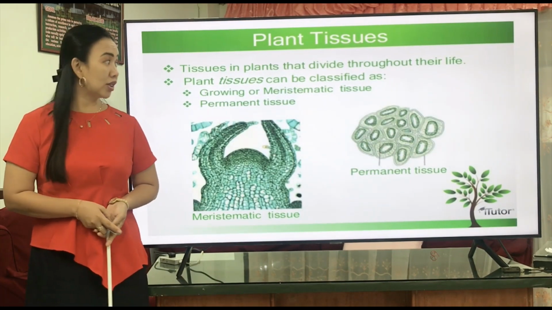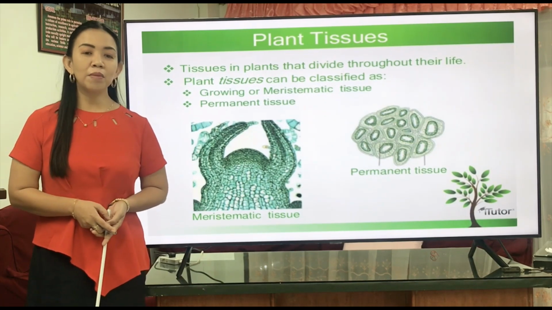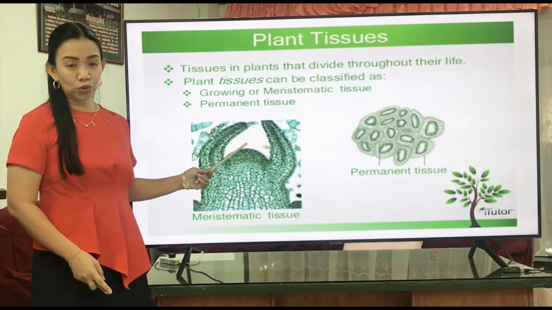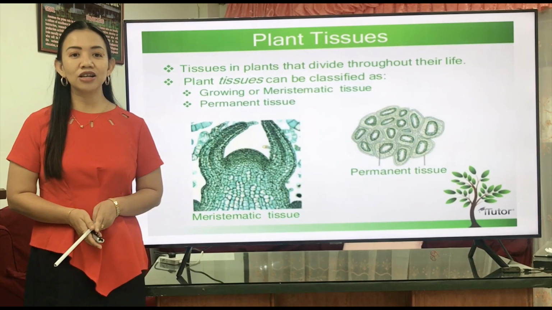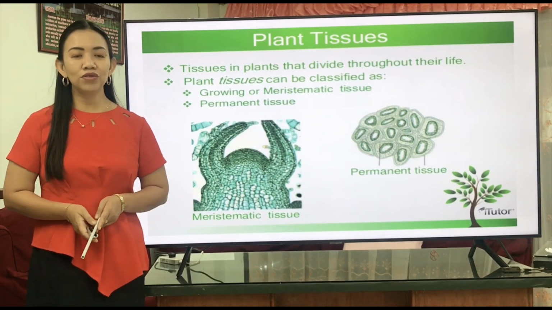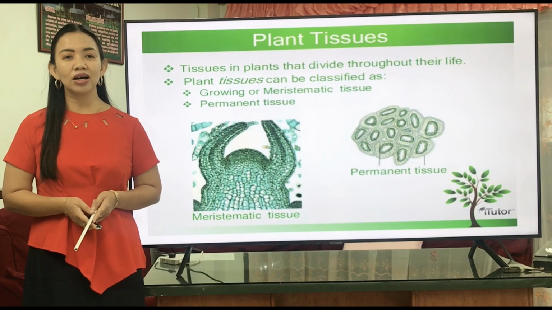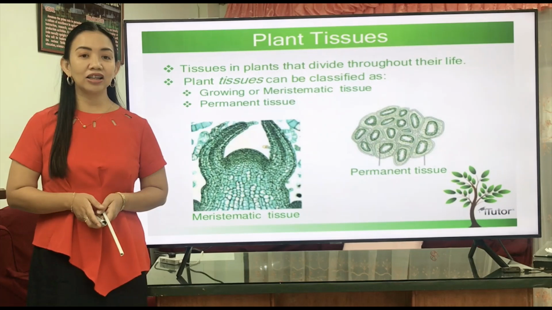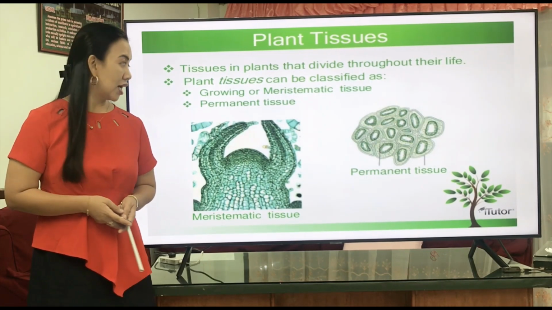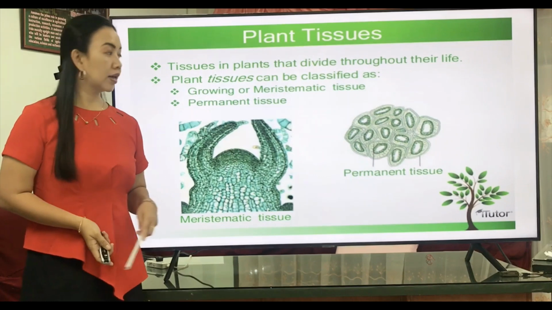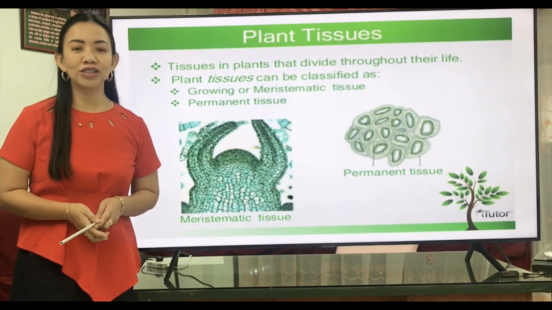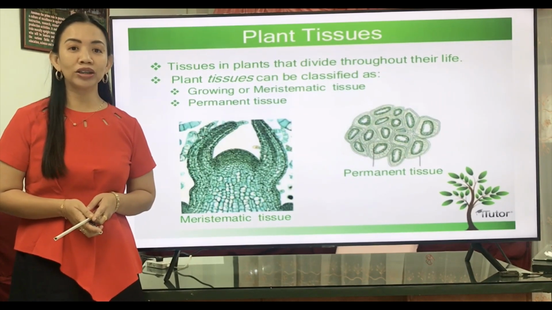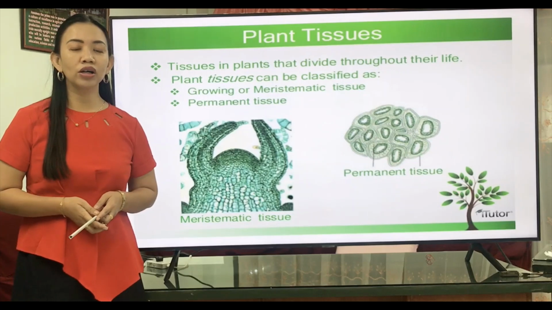Plant tissues can be categorized into two: the meristematic, also known as the growing tissues, and the permanent tissues. The meristematic tissues are composed of cells which are actively dividing, the forever young cells, which have the capability to divide actively throughout the life cycle of the plant. But the permanent tissue is composed of cells which are no longer actively dividing. Hence, they have a specific role or task in the plant and they can no longer divide.